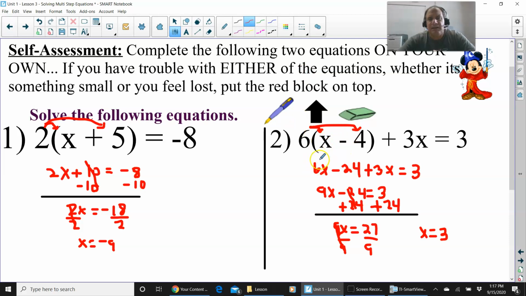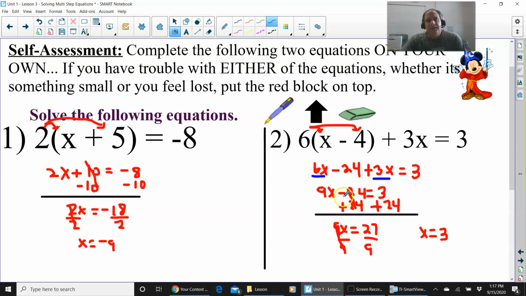Alright, so I did distributive property. It's 6 times x, 6x. 6 times -4 is -24. You bring down the plus 3x, you bring down the equal sign, you bring down the 3. So we have 6x minus 24 plus 3x equals 3. And this is what I'm talking about with not greatest common factor, combining like terms. So you have 6x and 3x as like terms on the same side of the equal sign. So that means that you are going to combine like terms. So 6x plus 3x is 9x. You bring down the minus 24, and you bring down the equal sign, you bring down the 3.